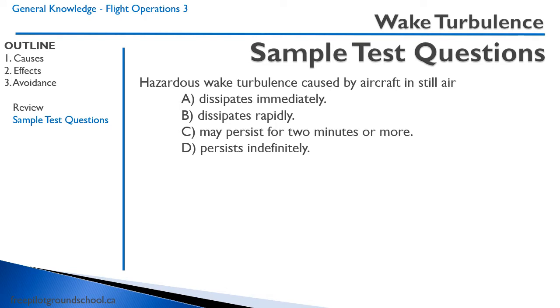Hazardous wake turbulence caused by aircraft in still air. A, dissipates immediately. No. B, dissipates rapidly. No. C, may persist for 2 minutes or more. That is the correct answer. Or D, persists indefinitely. No, it doesn't last forever, but it can be 2 minutes or more. C is correct.